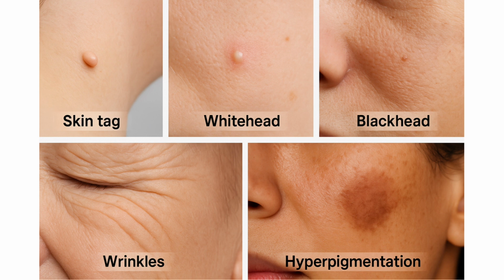Skin tag, a small, soft piece of skin that hangs off the body. Example: my grandmother had a skin tag removed from her neck. Whitehead, a small spot or pimple with a white tip caused by oil and dead skin. Example: she noticed a whitehead on her chin this morning.